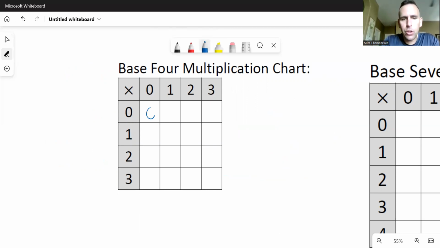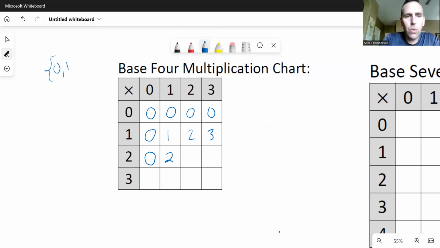So filling in the base 4 chart, counting by zeros, that's easy. Counting by ones, starting off with 0, right? 1 times 0 is 0, 1, 2, 3. Counting by twos, but starting with 0, 2. Once again, no 4 because there is no 4 in base 4. We only have the digits 0, 1, 2, 3. We have to know how to count in base 4. So it's 1, 2, 3, 10, 11, 12.